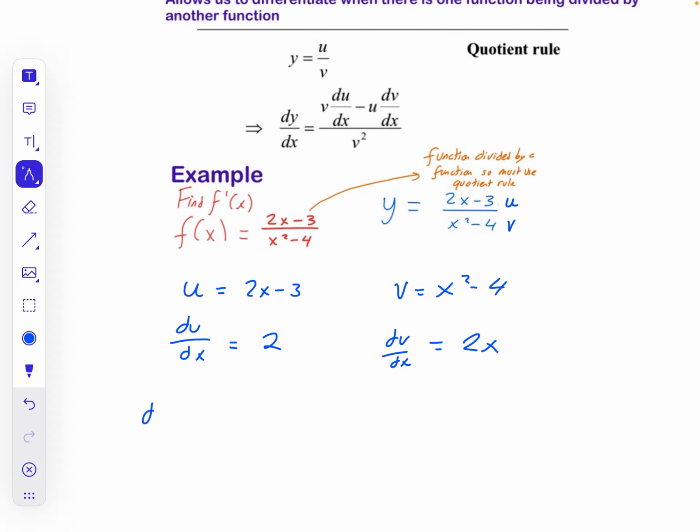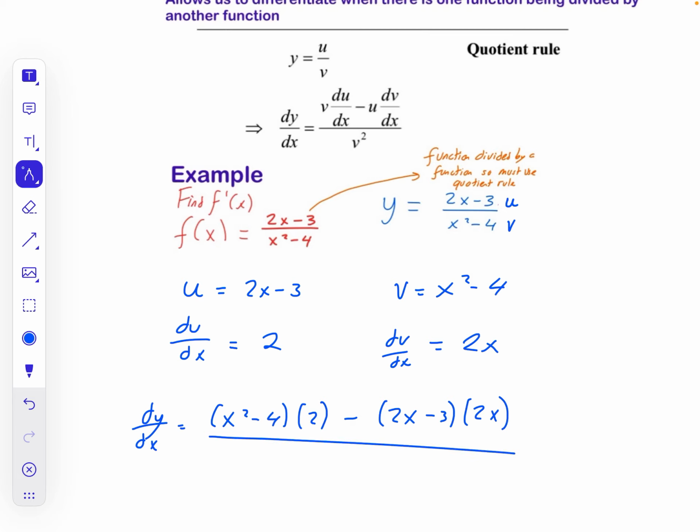So now all that's left to do is fill that into the formula. Okay, it's a little bit more complicated than the product rule one. So we'll have dy dx is equal to v, which is x squared minus 4, multiplied by du dx, which is just 2. And then minus, that minus sign there is very important, u, which is 2x minus 3, multiplied by dv dx, which is 2x.